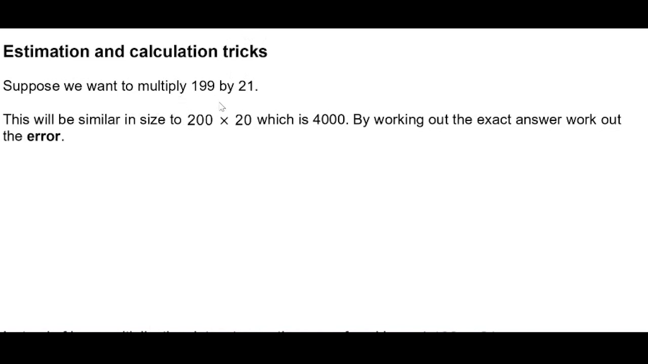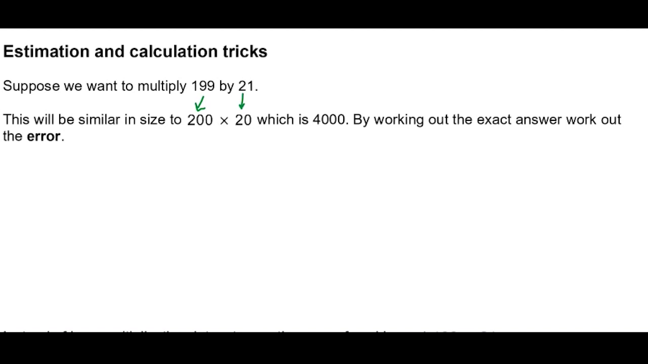The first thing is estimating is a really valuable skill. So if we were going to multiply 199 by 21, this number is quite close to 200, and this number is quite close to 20. So we could, in fact, just multiply 20 by 200, which gives us 4,000. It's not exact, but it gives us a sense of the size of the number.